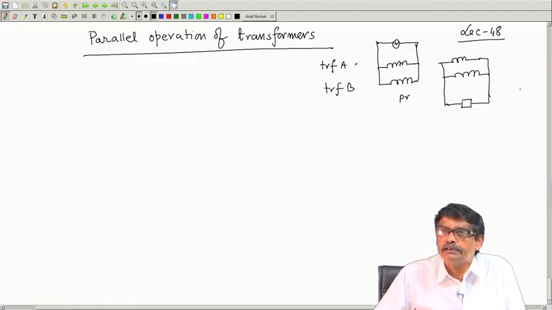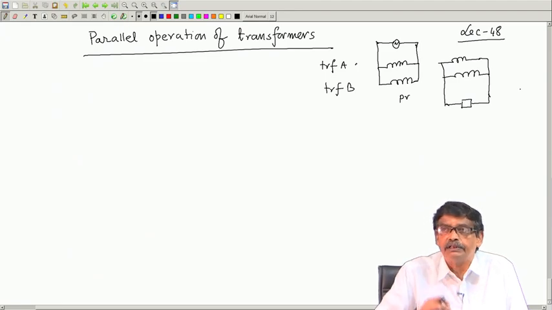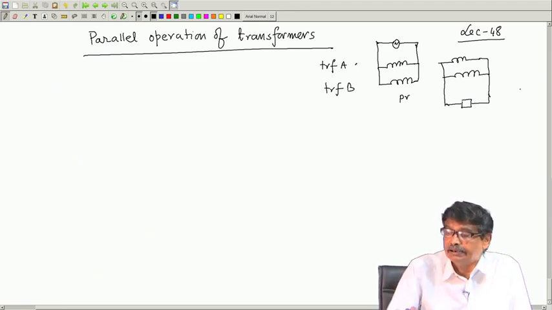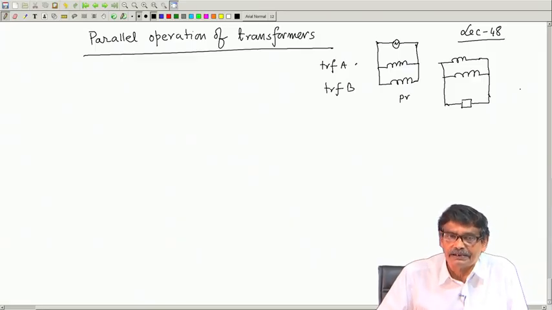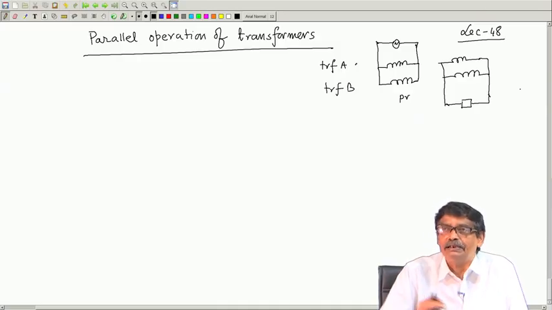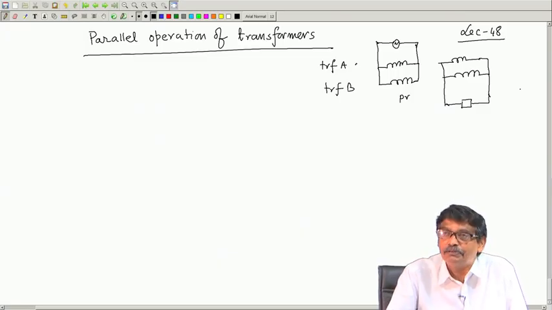So, this is what is meant by parallel connection. You connect the primaries in parallel, also the secondaries in parallel to supply the load, and the primaries are supplied from a source. Naturally, there are some conditions. You cannot just connect any two transformers in parallel. One of the conditions you can easily make out is that the voltage rating must be the same.